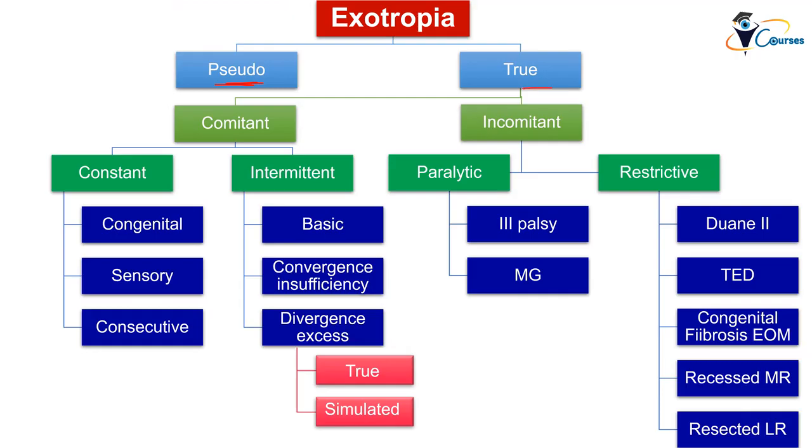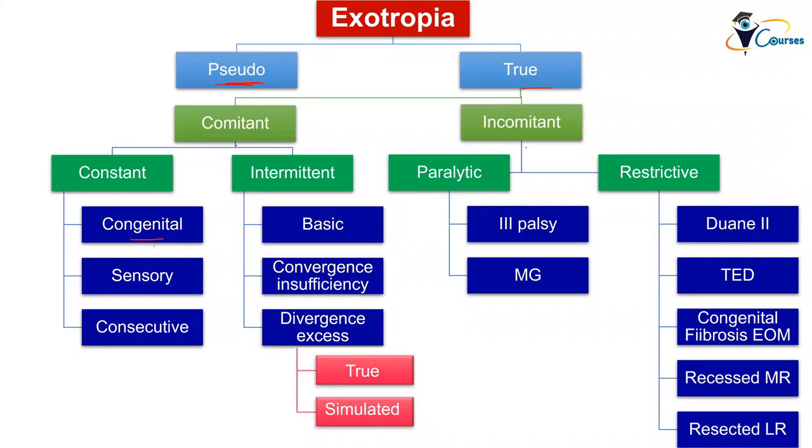Or it can be true. This true deviation can be comitant again or incomitant. For the comitant, it can be constant or intermittent. Constant like what? First of all, it can be congenital exotropia. However, it is not as common as that of esotropia. And if we find a child with congenital exotropia, then we suspect that this can be a part of neurological problems, a more advanced neurological issue that this patient is suffering from.